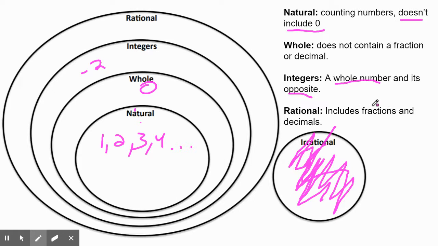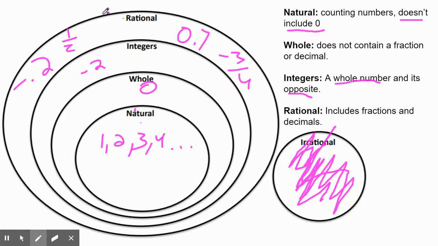The last thing we have is rational numbers. Rational numbers include fractions and decimals. So a lot of the times you'll see your fractions and decimals. You can also include negative fractions and decimals. But one thing I want you to note is just because a decimal or a fraction has a negative does not make it an integer, because of our definition, it's a whole number and its opposite. Decimals with negatives or fractions with negatives do not belong in integer spots, only the rational numbers.